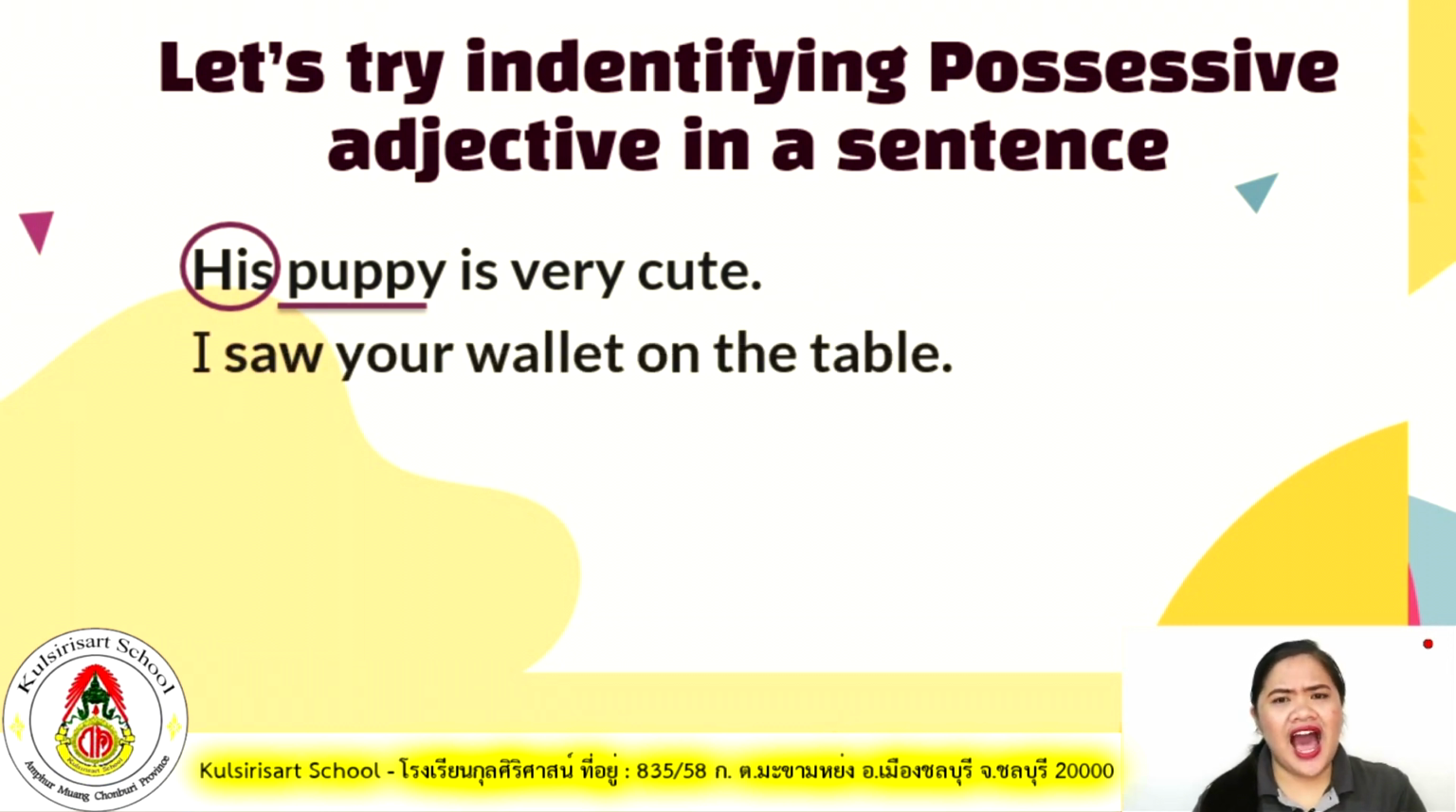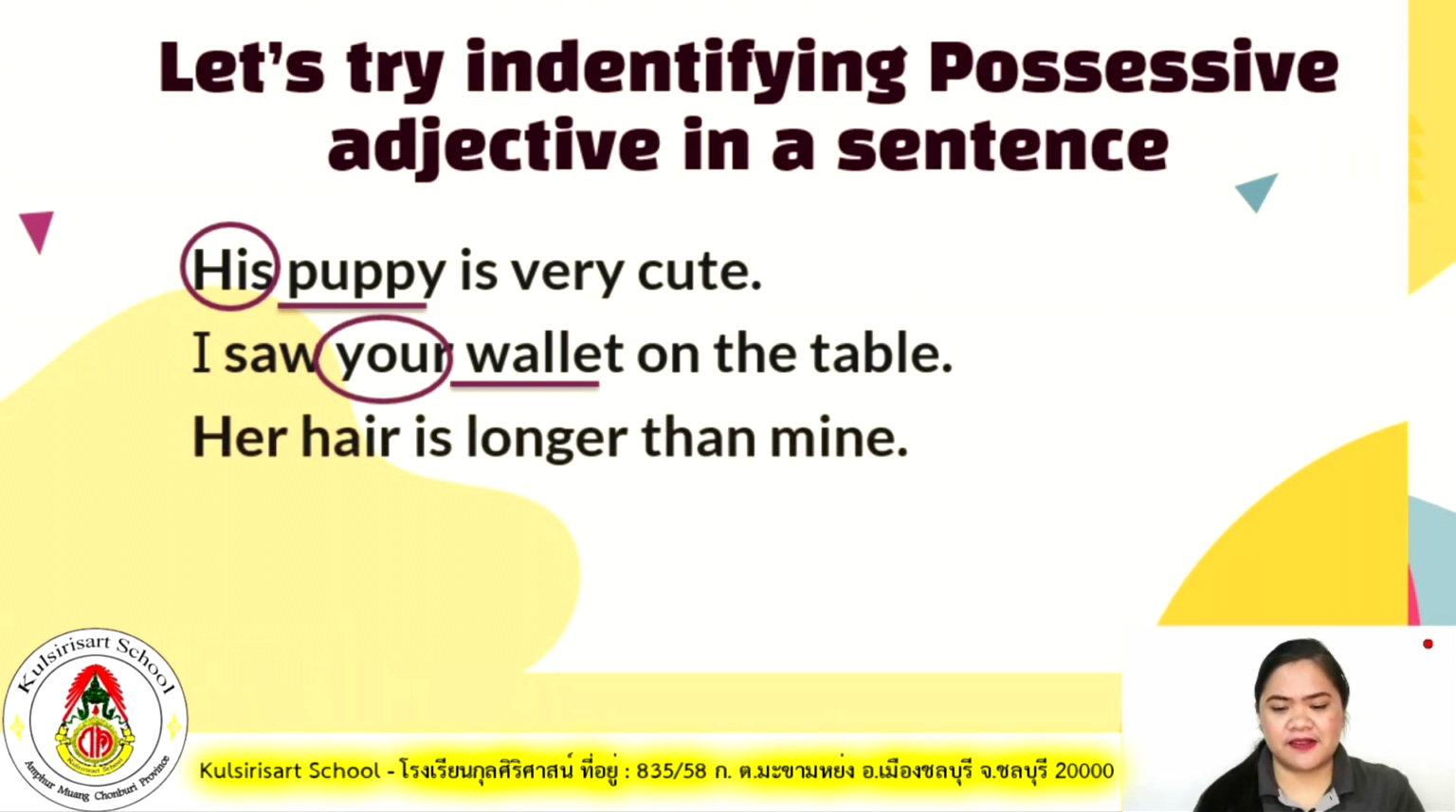Next sentence. I saw your wallet on the table. Again, I saw your wallet on the table. Now, where is the noun? We have two nouns, table and wallet. But which noun am I referring to? Okay, the noun is wallet. And what comes before wallet? Very good. The possessive adjective in this sentence is your.